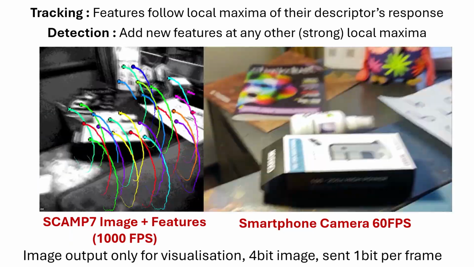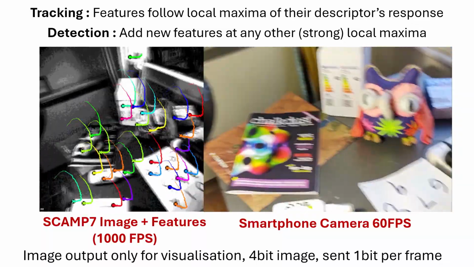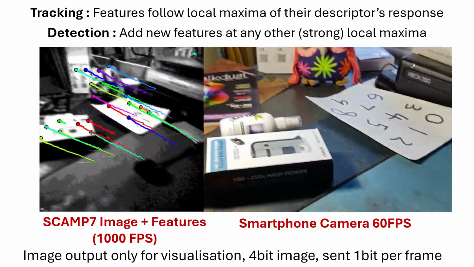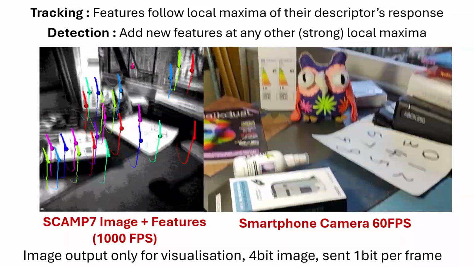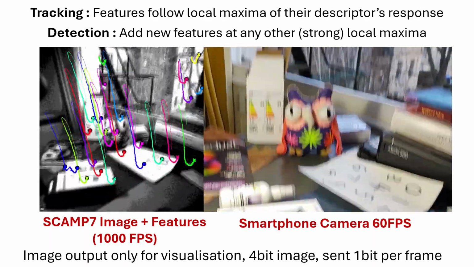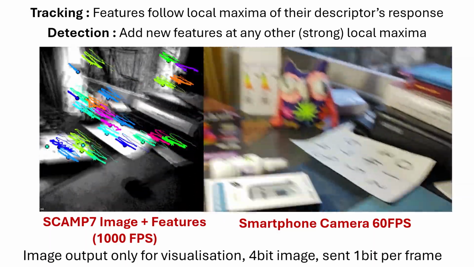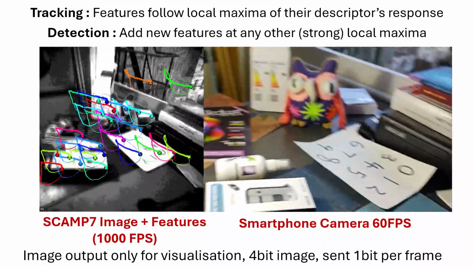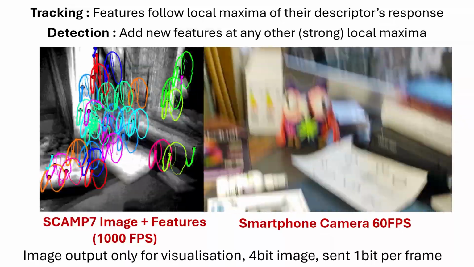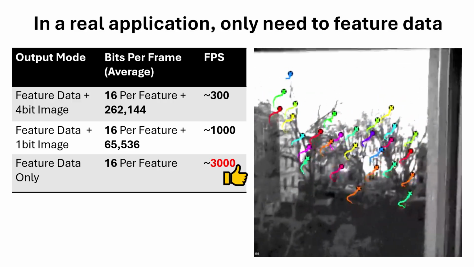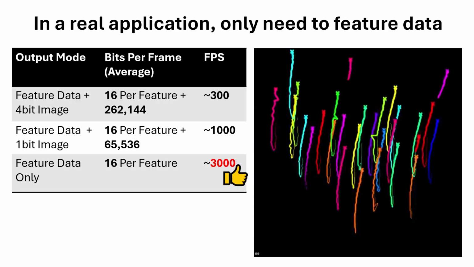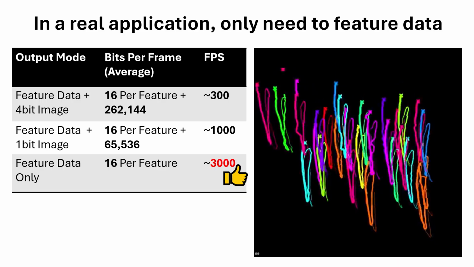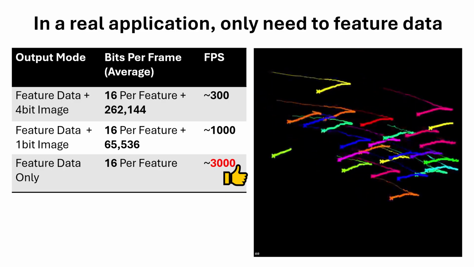Here we see another example in which we've strapped a SCAMP and a cell phone together. We are limited here to 1000 frames per second because we are outputting a 1-bit image every frame and then stacking these 1-bit images to form a 4-bit image in order to visualize what's going on within SCAMP. However, this output is purely for visualization. We can still see that under rapid motion, we are able to track point features reliably because they barely move from frame to frame at 1000 frames per second. By comparison, the smartphone's image is often rendered pretty unusable due to motion blur. But again, this image transfer is purely for visualization. In a real application, the SCAMP sensor can just directly output the feature locations and descriptors. This reduces the data transfer per frame to just 16 bits per feature, which allows us to then reach 3000 frames per second.